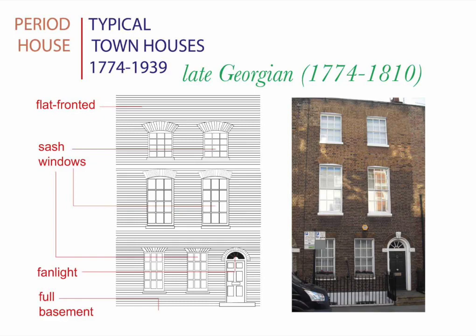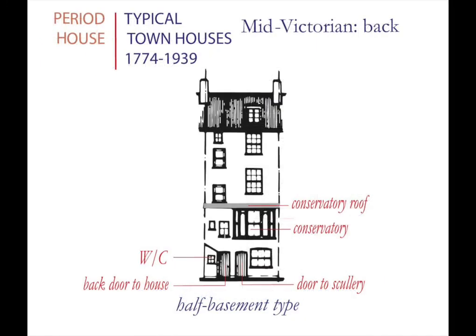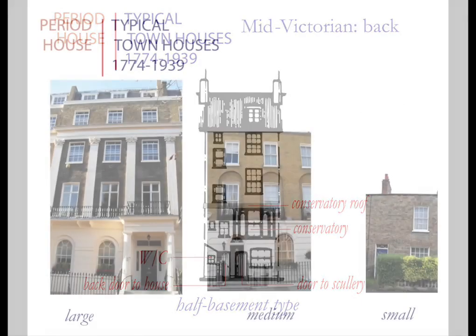Front shows the distinctive features of that generation. This helps you to quickly identify them. Plan shows the original layout of the interior. Back shows the rear where services and facilities were placed.